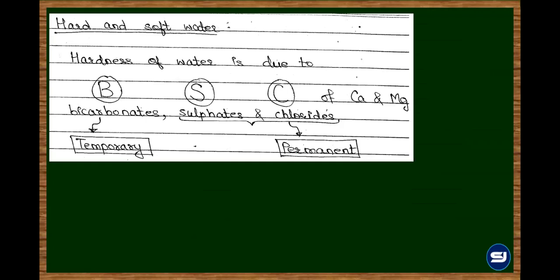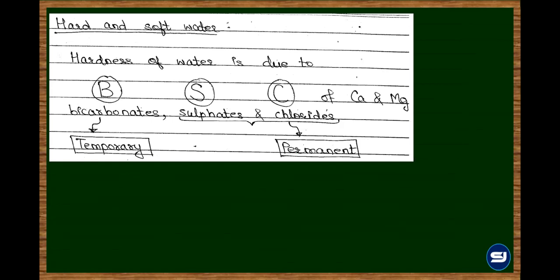Next is hard and soft water. So what is the difference between hard and soft water? Soft water gives a lather with soap and hard water doesn't. Correct. Soft water forms a lather easily and hard water doesn't. So the hardness is due to what? Impurities. What are the major impurities for the hardness?